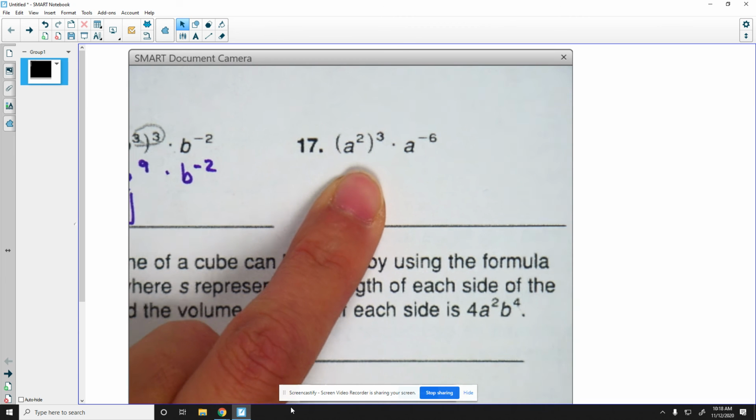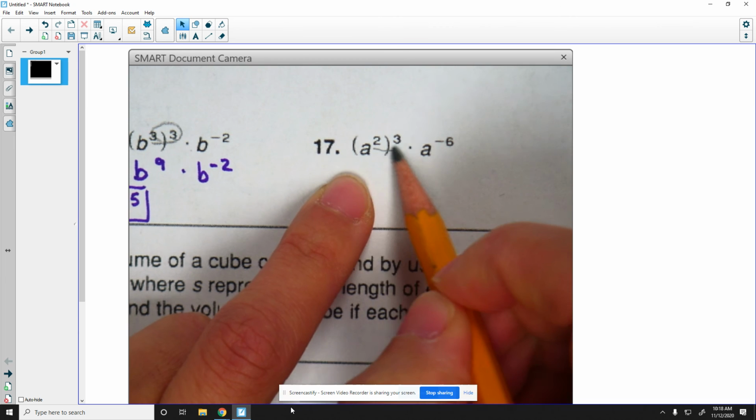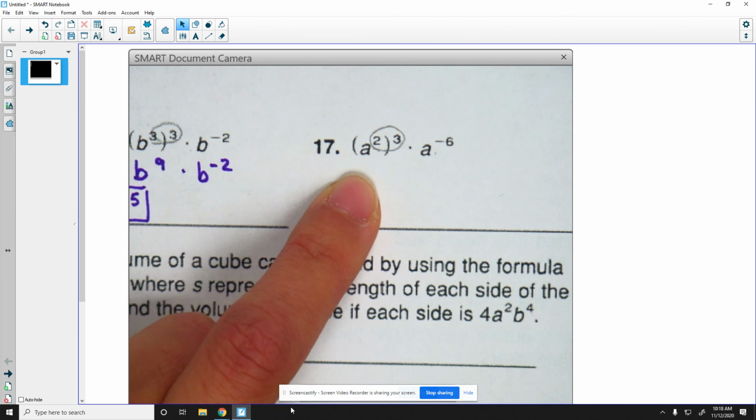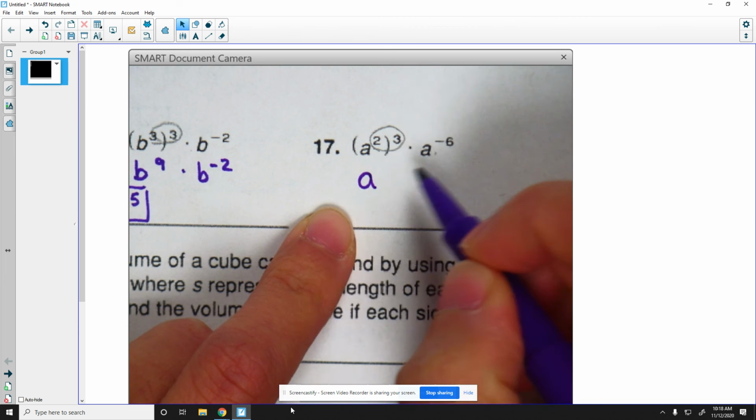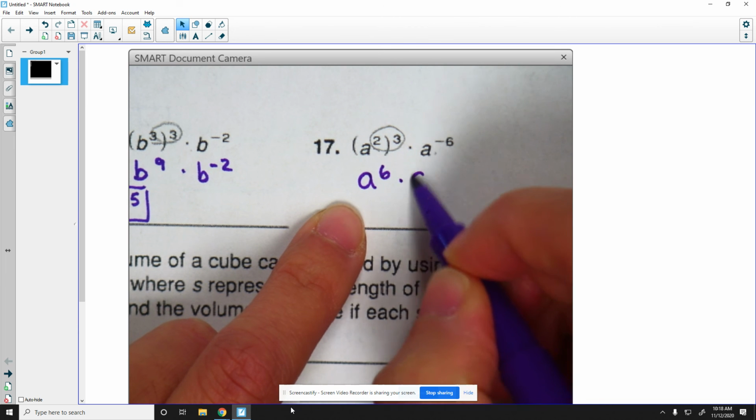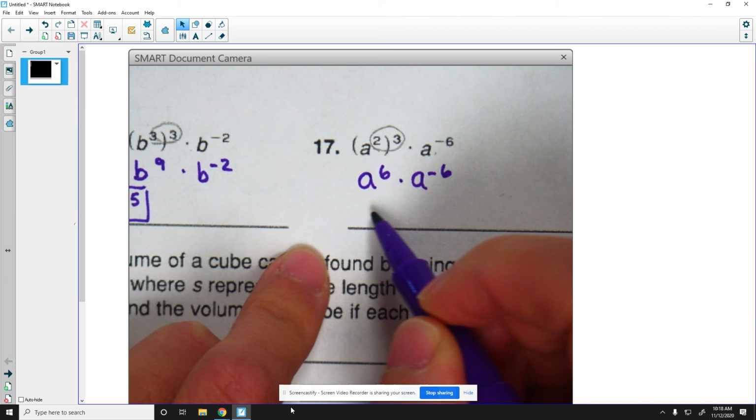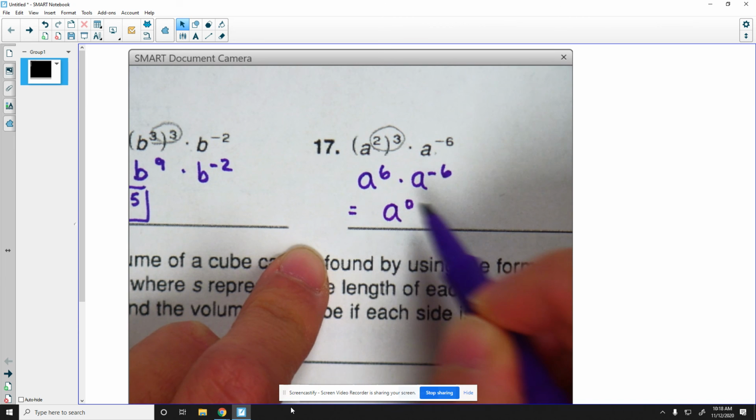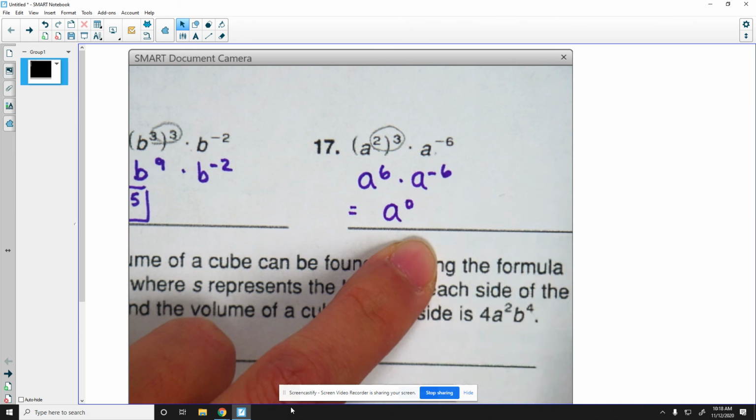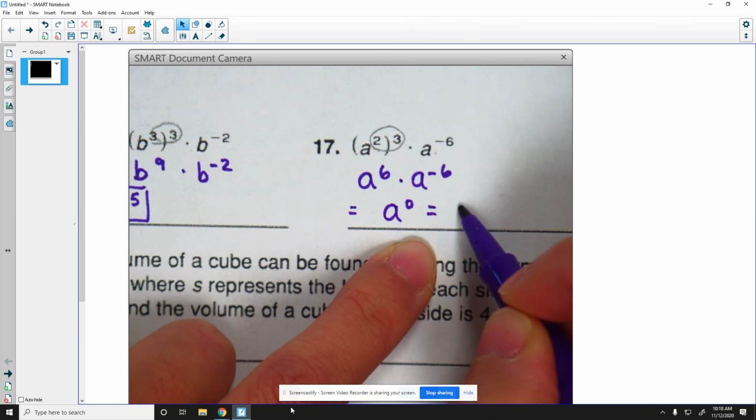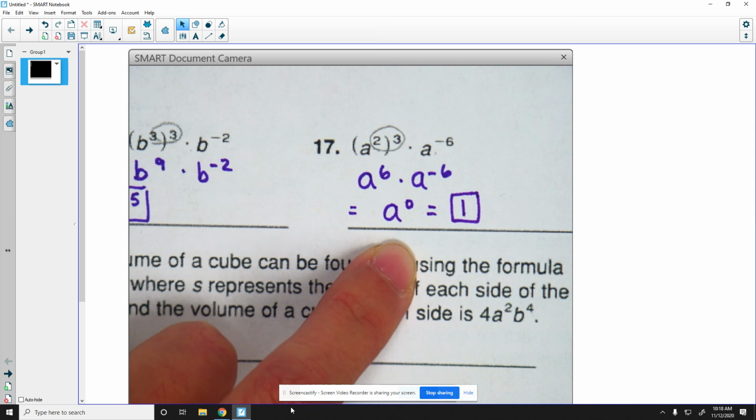Number 17. PEMDAS tells me to do exponents first, then I do the multiply. So I get a to the 6 times a to the negative 6. Now I multiply. So I get a to the 0, right? Because 6 plus negative 6 is 0. Is that it? No, it equals 1 because anything to the 0 power equals 1.